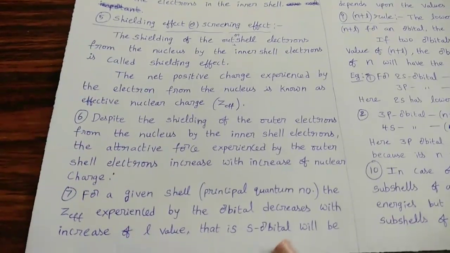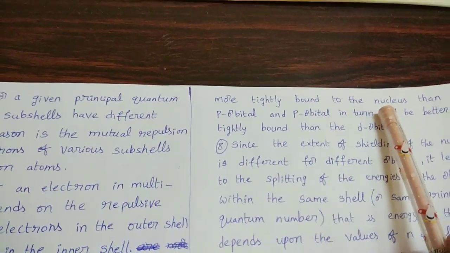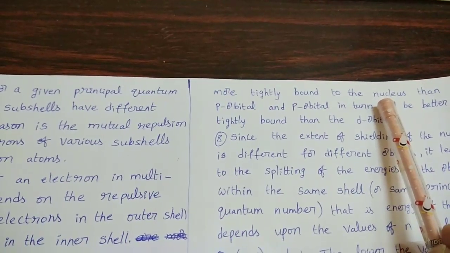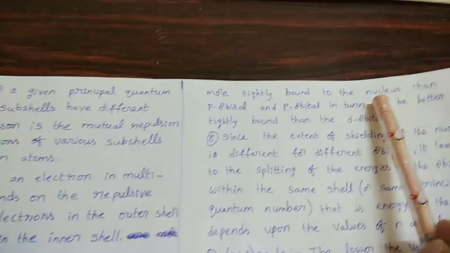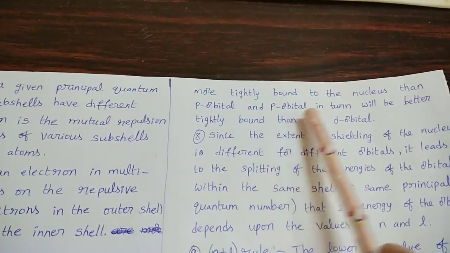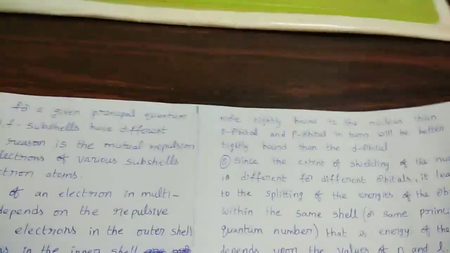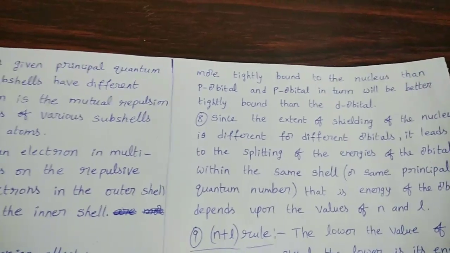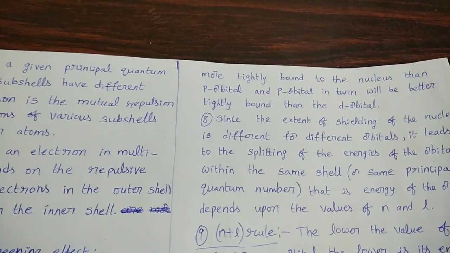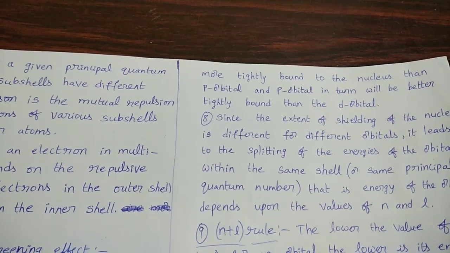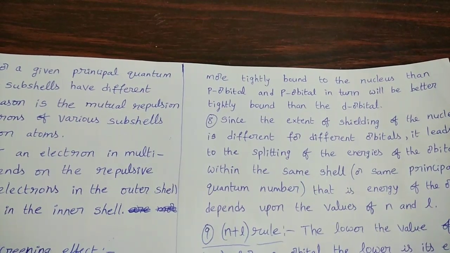So s orbital will be more tightly bound to the nucleus because s orbital has more effective nuclear charge. That's why it is more tightly bound to the nucleus than p orbital, and p orbital in turn will be more tightly bound than the d orbital. So s orbital l value is less, so it is closer to the nucleus. That means electrons present in this s orbital are more tightly bound to the nucleus than p orbital. P orbital is more tightly bound to the nucleus than d orbital.